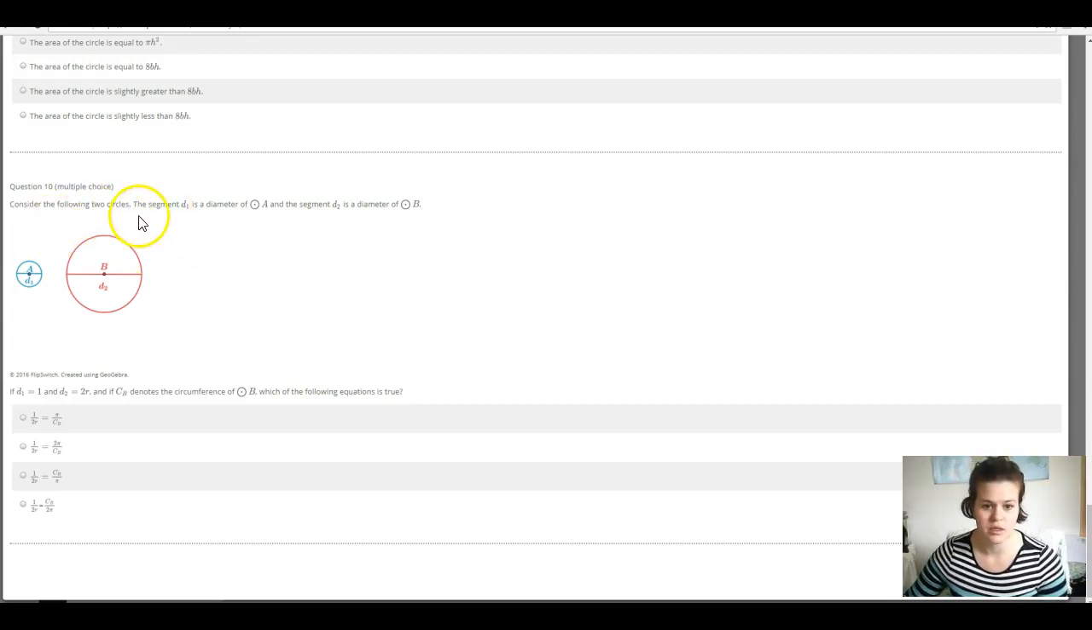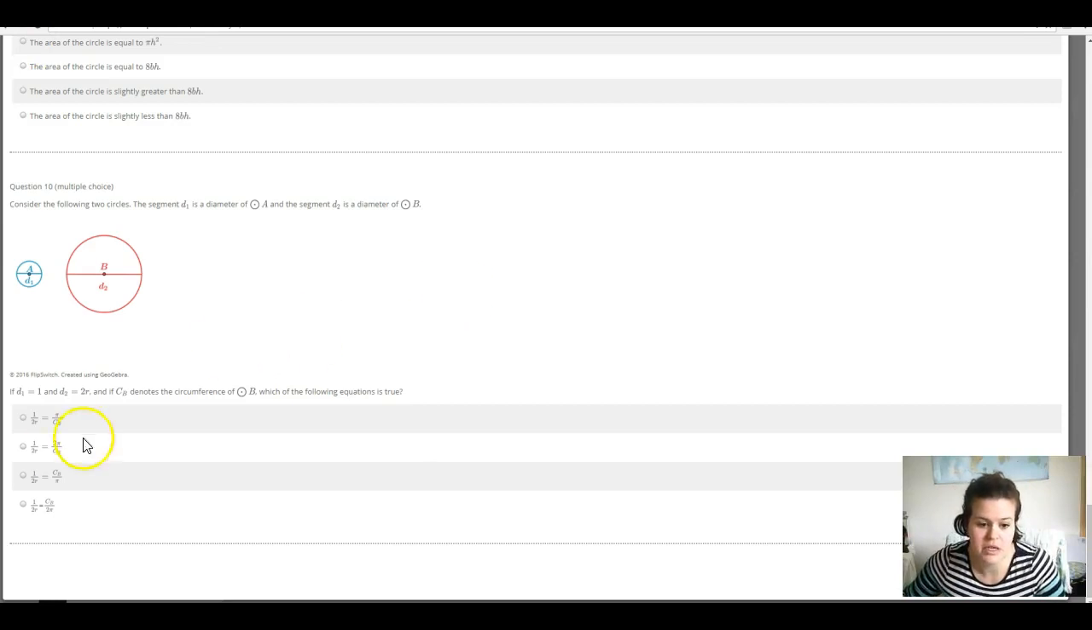Consider the following two circles. The segment D1 is the diameter of circle A and segment D2 is the diameter of circle B. If D1 equals 1 and D2 equals 2r, and if C subscript B denotes the circumference of circle B, which of the following equations is true? 1 over 2r equals pi over the circumference of B. 1 over 2r is equal to 2 pi over the circumference of B. Or 1 over 2r is equal to the circumference of B over pi, and 1 over 2r is equal to the circumference of B times 2 pi.